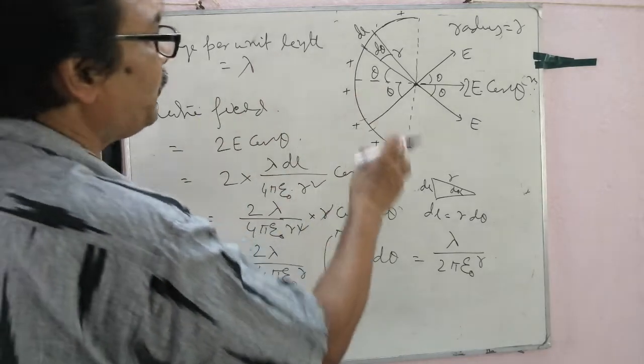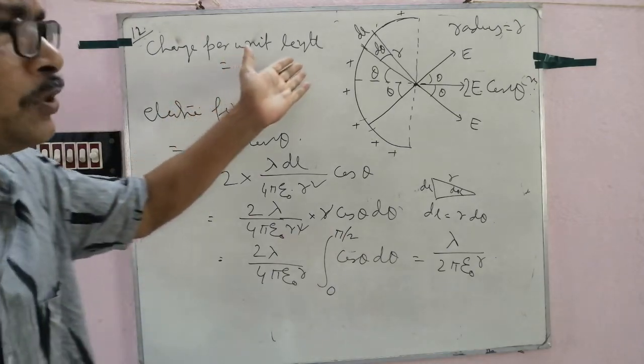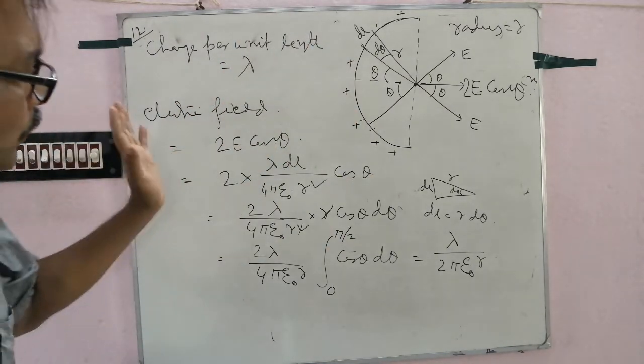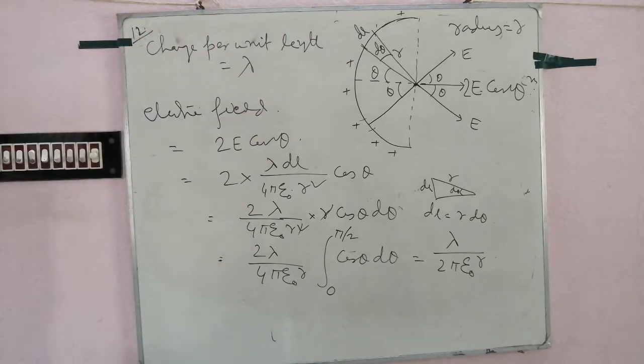If instead of the electric field you have to find the potential, it is very easy. No need to mention the direction, just like a scalar quantity we can find the potential in a similar way. Note it.